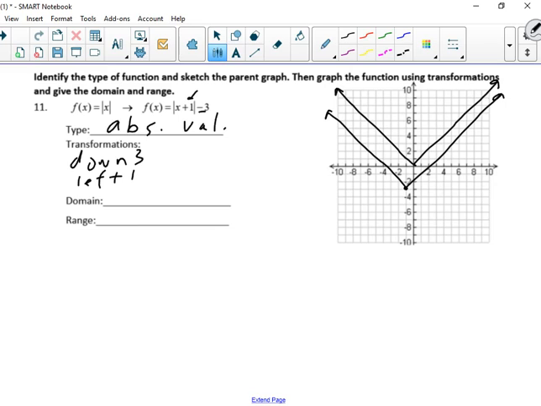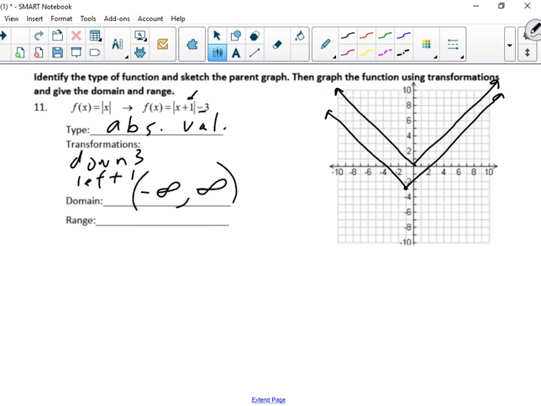Now, domain, remember, we're not putting numbers like 2, 3, 4, 5, 6. When we're looking at a graph, the domain is going to be using infinities, usually. So left to right is going forever both directions.